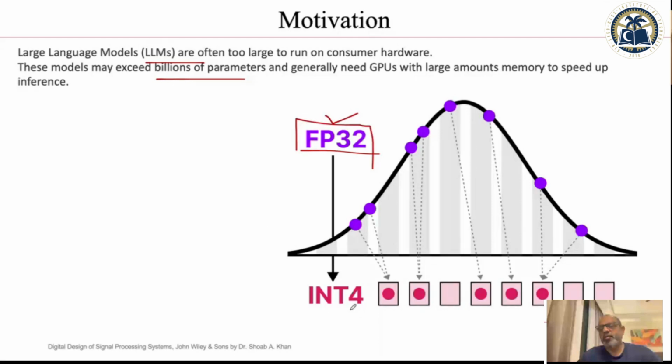And 4-bit means that for every number you have only 2 raised to the power 4 possibilities. So every parameter has to be one of the 16 possible numbers, whereas 32-bit floating point means you have 2 raised to the power 32 different numbers. So a lot of people are focusing on quantizing the large language models because of the amount of computation required to handle this.